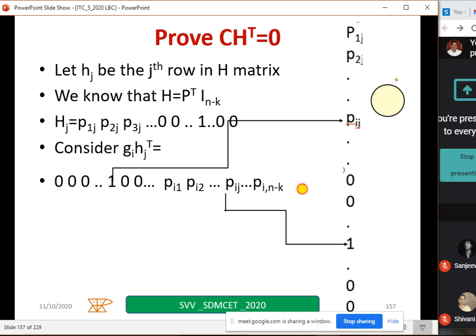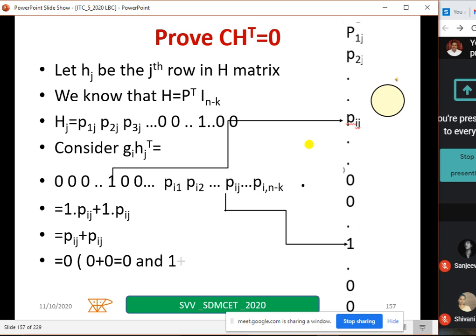After this, also I have many parity bits, but when I multiply with 0, it will become 0. So, when I multiply this whole row with this column, the answer I get is 1 into Pij plus Pij into 1. So Pij plus Pij should be 0, because 0 plus 0 is 0, and 1 plus 1 is equal to 0. I want you people to copy down this and try to understand.